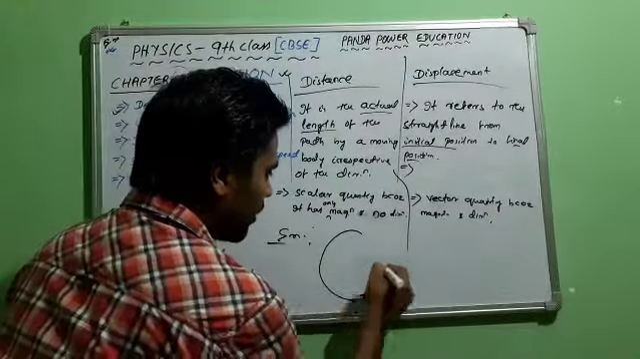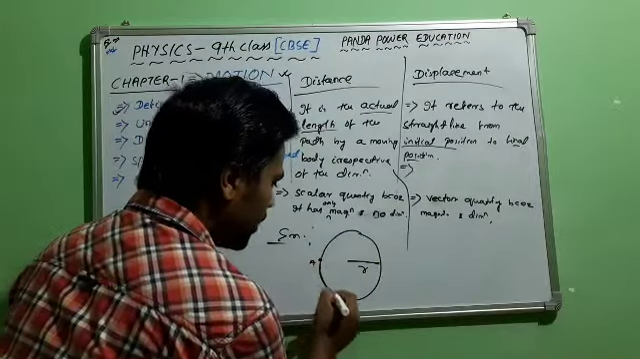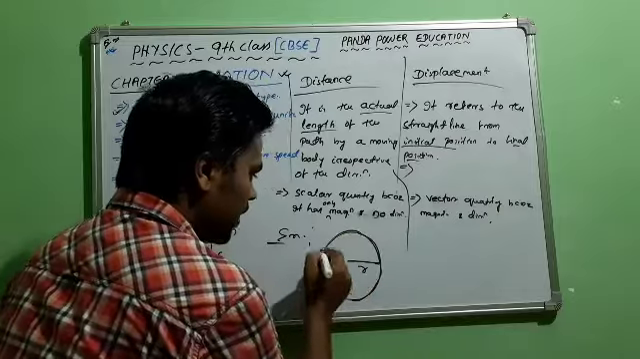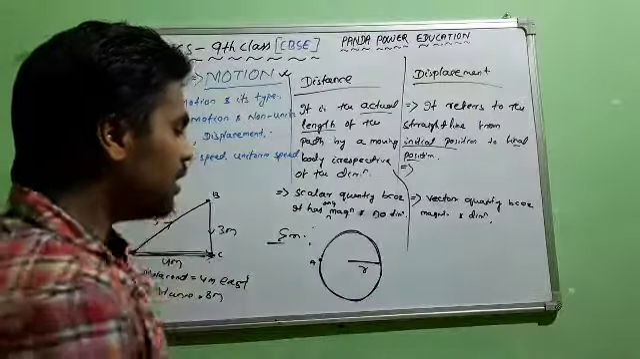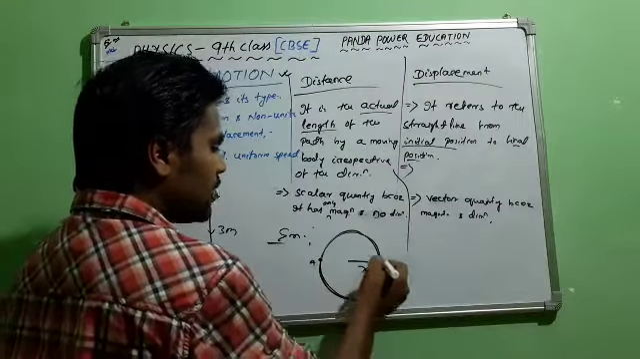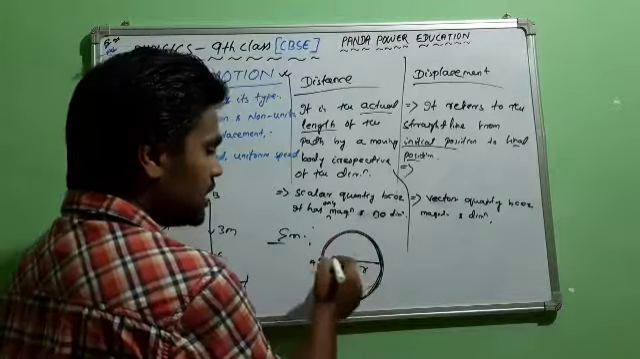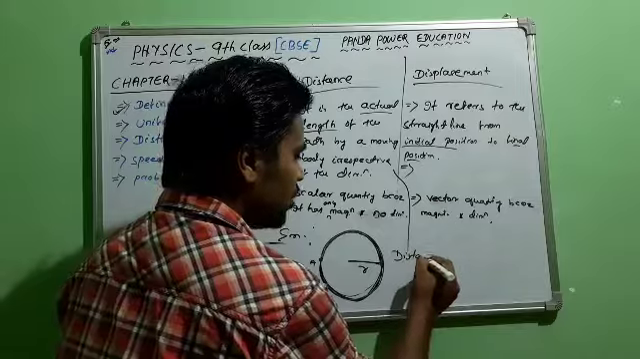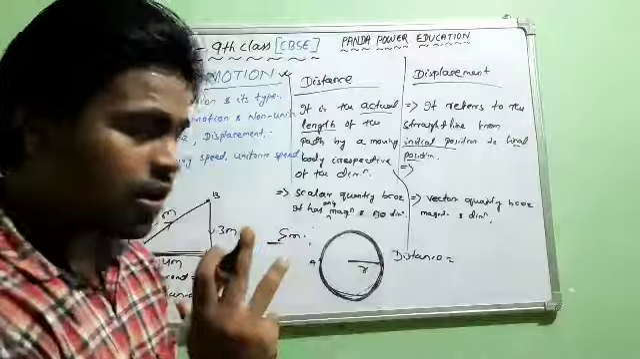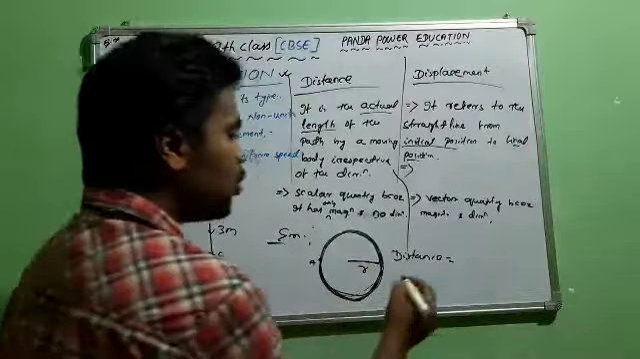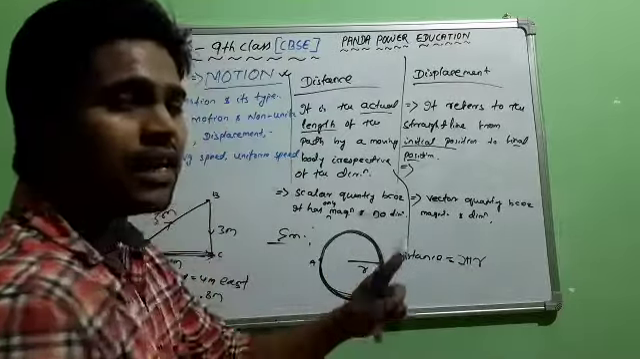Here is a circular path of radius r, and a body is moving from A and now coming back to point A. Tell me, what is the distance and what is the displacement? Distance is the total actual length covered in this circular path, which is the circumference of the circle. The circumference formula is how much? 2 pi r. So the distance is 2 pi r.